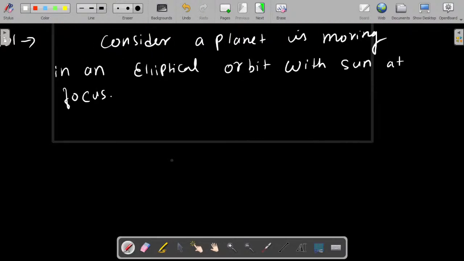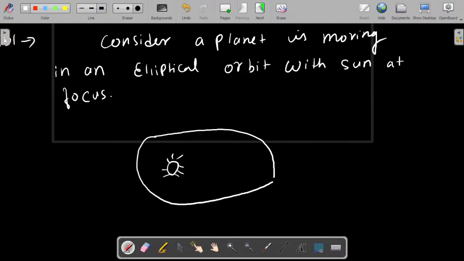Draw the sun. This is sun. And draw an elliptical path around the sun. This is the elliptical path where planets revolve. Now suppose the planet is at this point. This point is P. And after some time the planet comes to this point, that is P dash. So this is the radius vector. This is R1, and this is R2. And this distance is delta R. It's the radial distance between two positions of the planet.